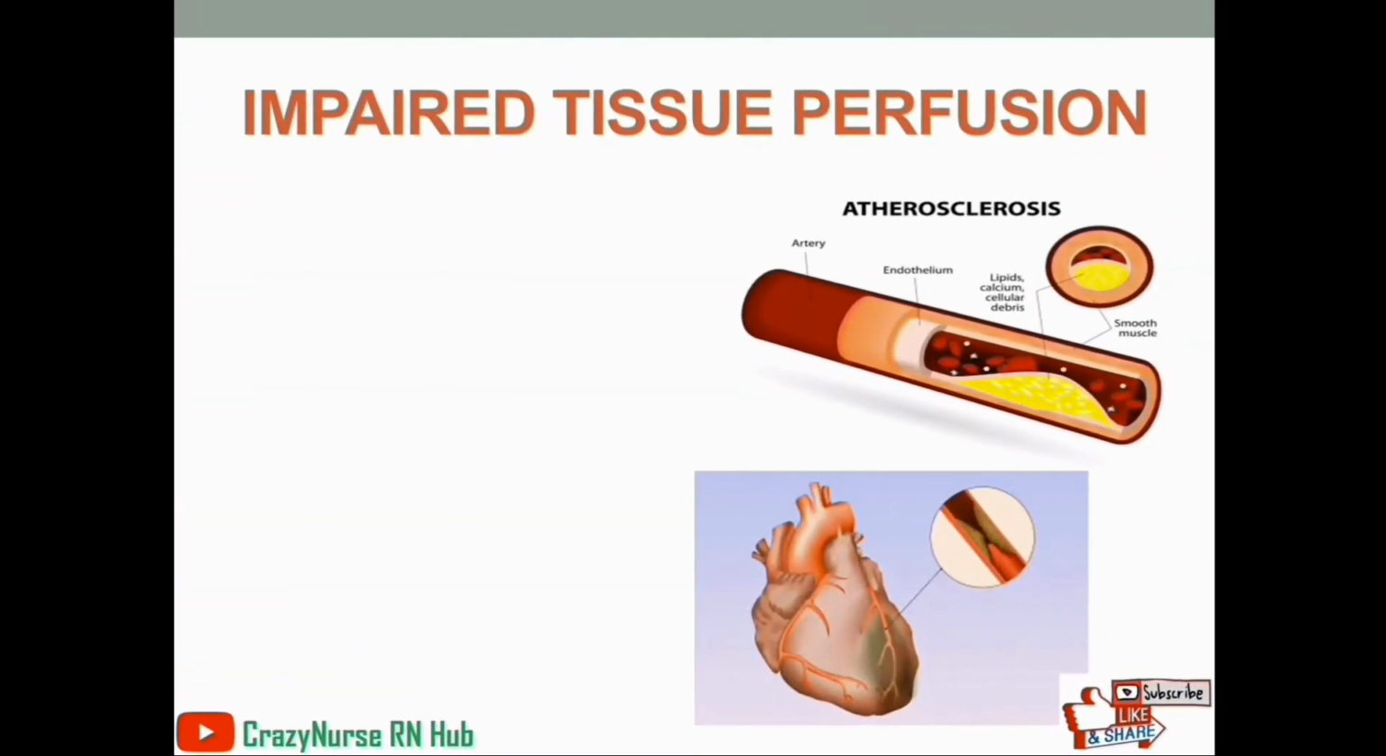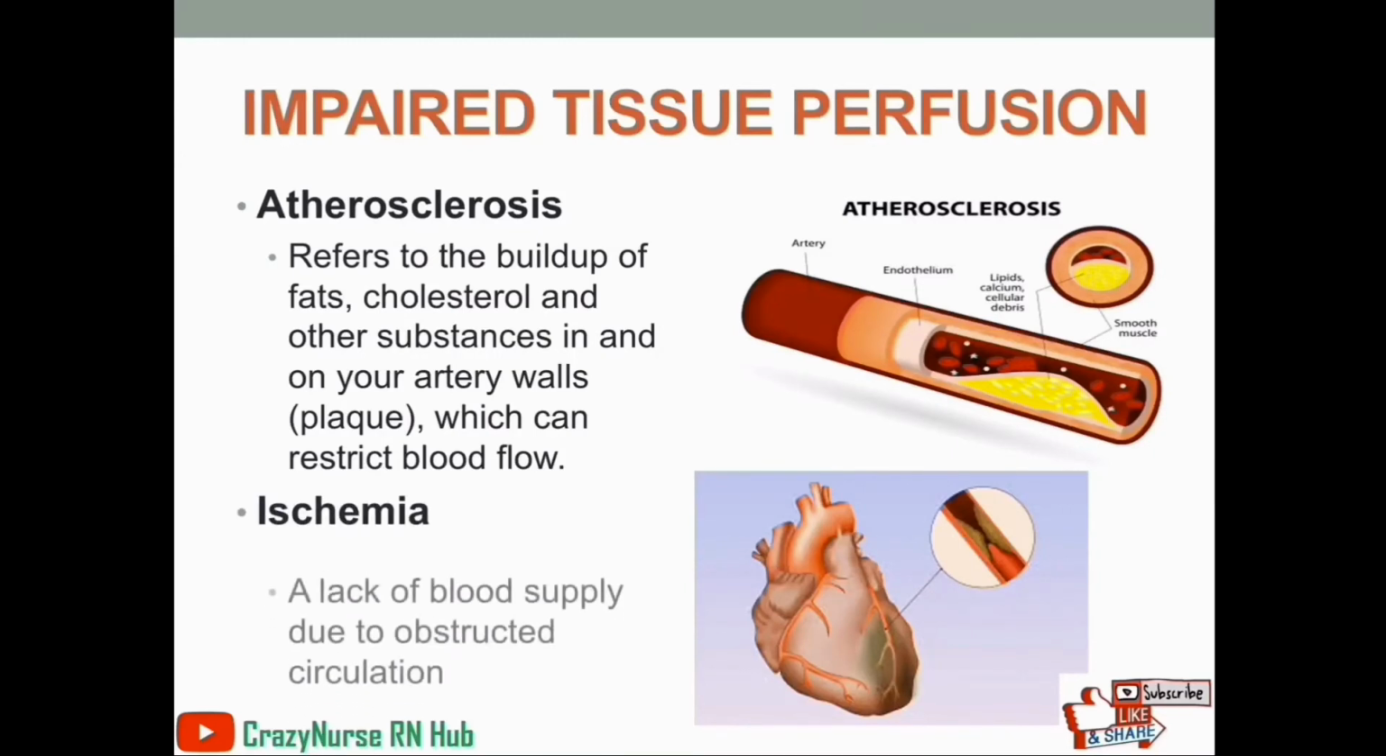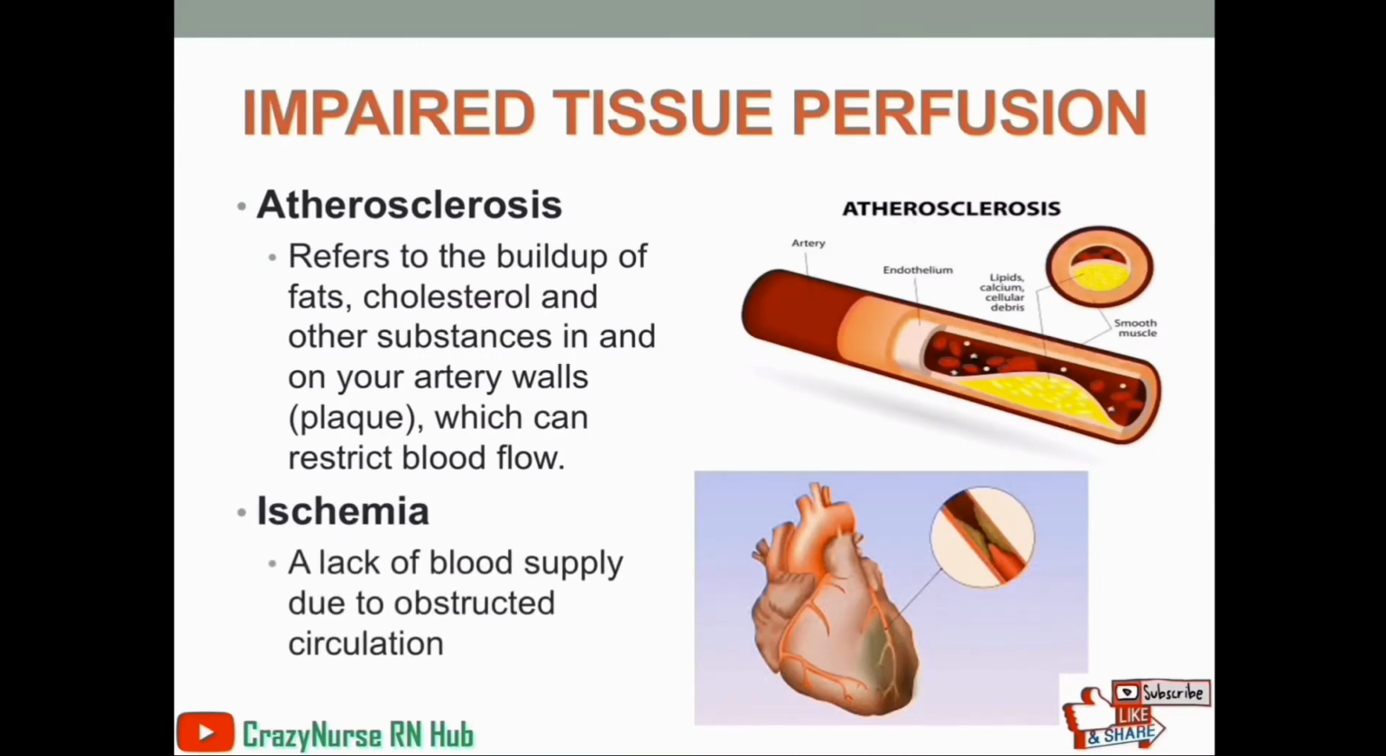Next is impaired tissue perfusion. We have here atherosclerosis. It refers to the buildup of fats, cholesterol, and other substances in and on your artery walls. We call that plaque, which can restrict blood flow. We also have ischemia. It means a lack of blood supply due to obstructed circulation.